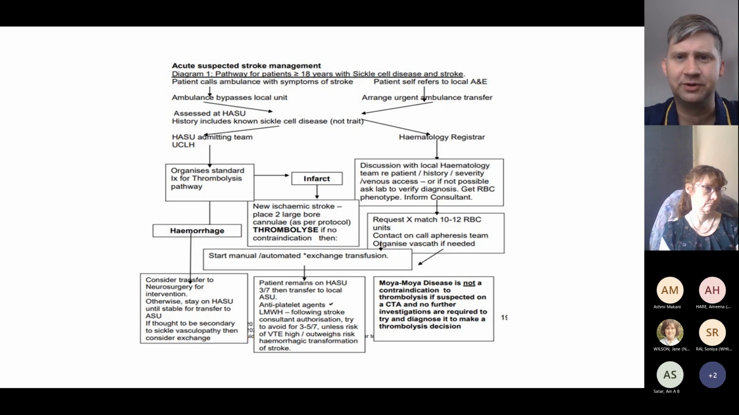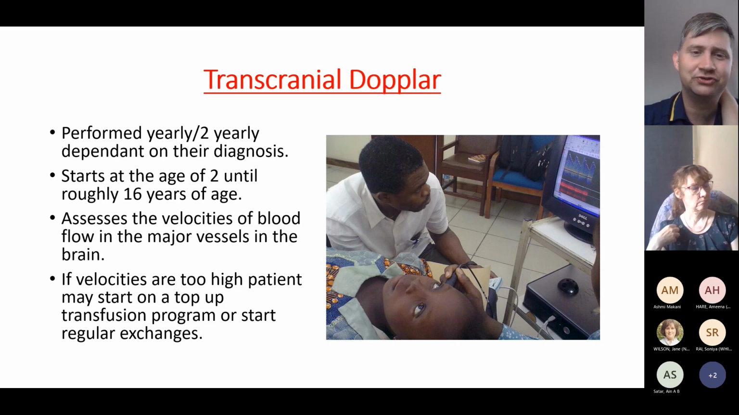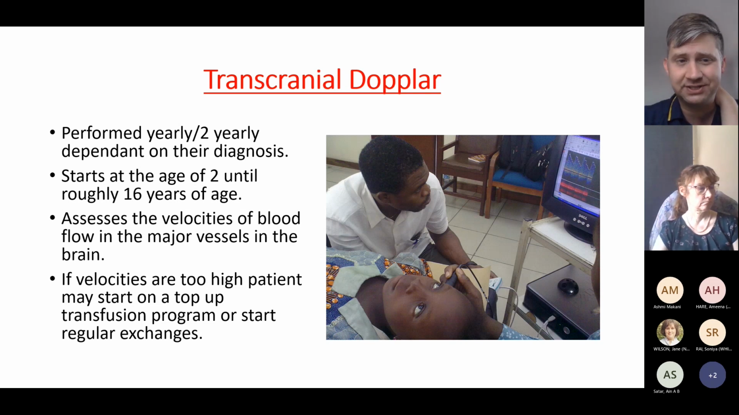We've had to do this recently with one of my teenagers who unfortunately didn't make it. So it's a real shock that it can happen. But in order to prevent this from happening, we do monitoring in childhood with what we call a transcranial Doppler. It's performed yearly or two-yearly, depending on what kind of sickle cell they have. It starts at the age of 2 until roughly 16 years of age.